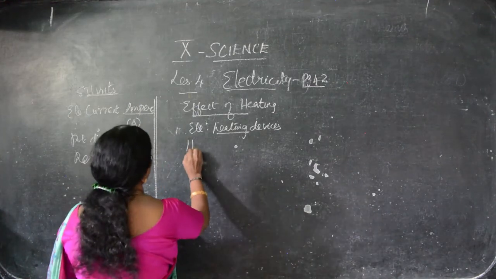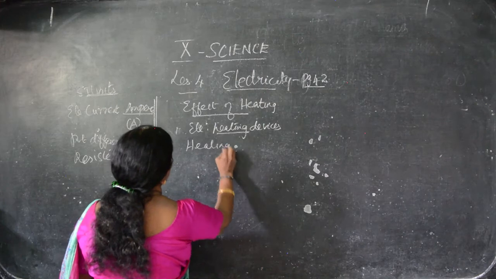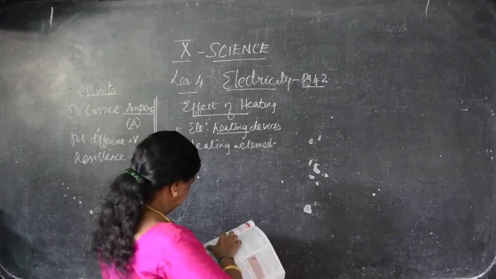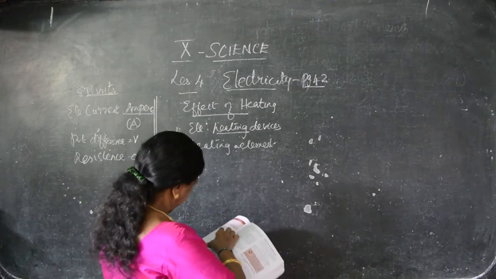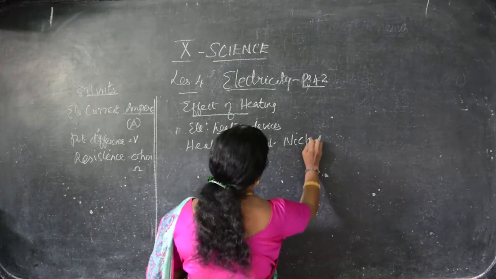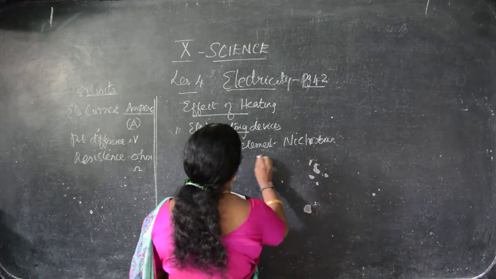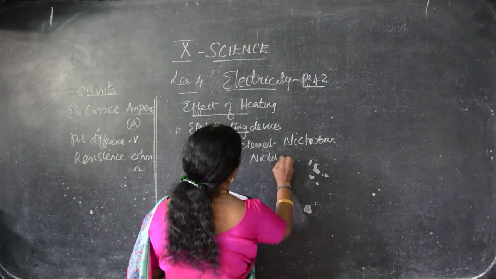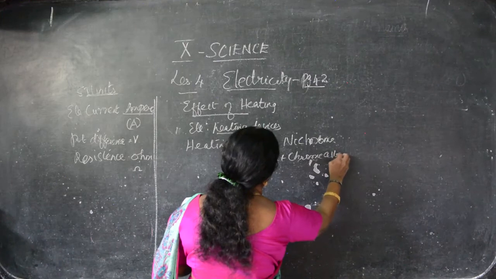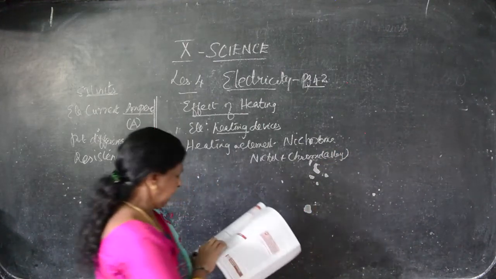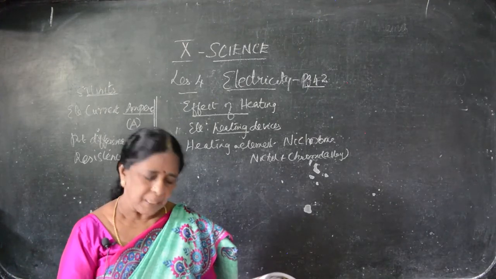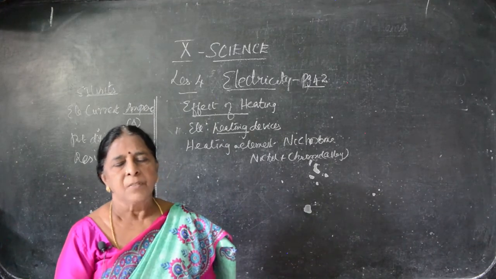Heating element in the household things. What is the heating element? Nichrome, and from the name itself we know nickel and chrome. It's an alloy. Why are we using nichrome? Because it has high resistivity, it has high melting point, it is not easily oxidized. For the three reasons only.